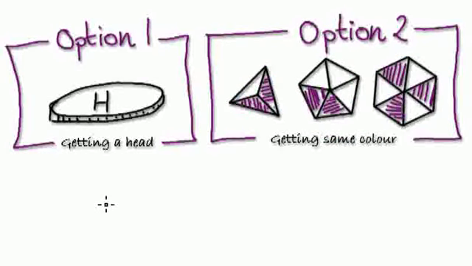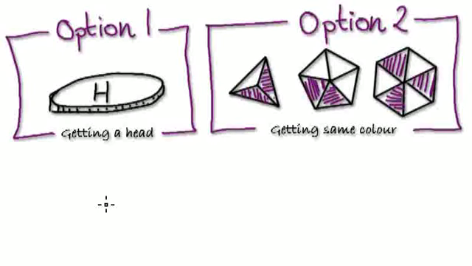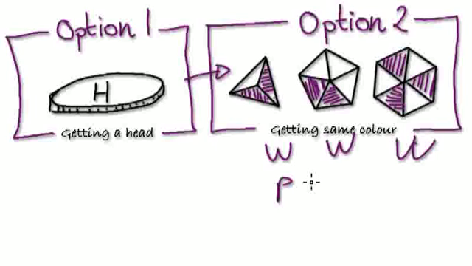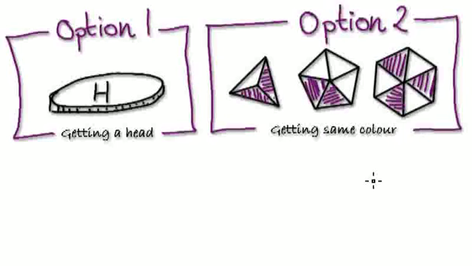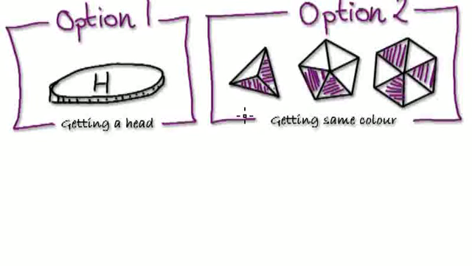So in this video, just watch it. You don't need to fully understand it. Now let's try and work out the probability of getting the same color here. So it could be white, white, white, or purple, purple, purple. Okay, so let's try and work out the probability of that happening. Remember, you don't need to fully understand it. Just watch that it can be done.